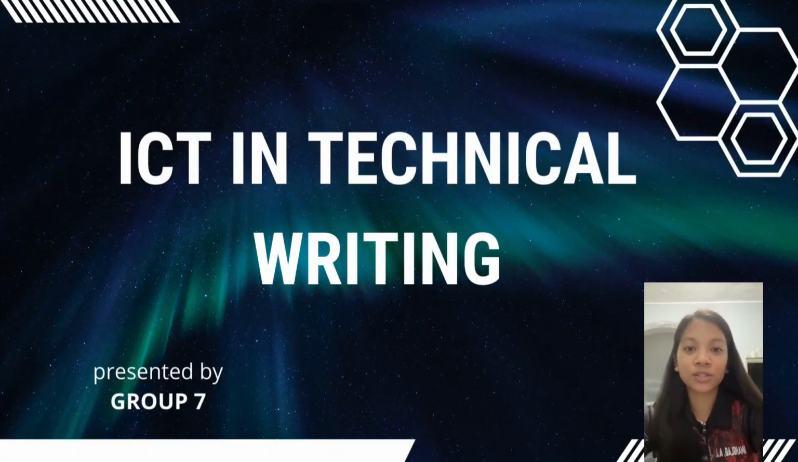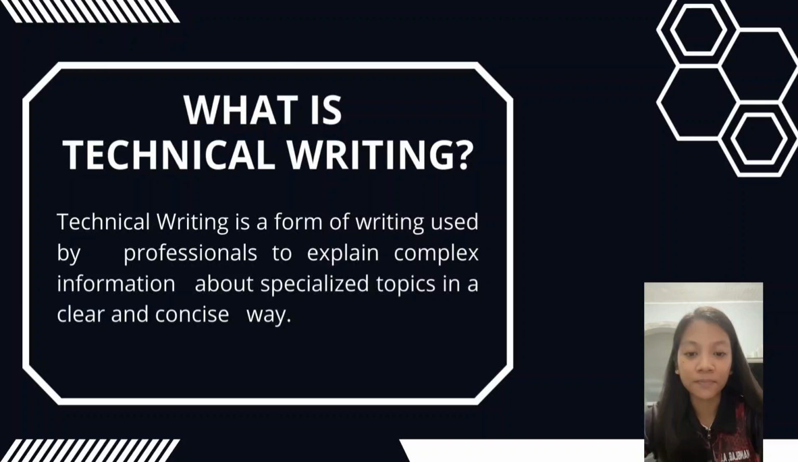So how can we use ICT in technical writing? So let's define first what is technical writing. Technical writing is a form of writing used by professionals to explain complex information about specialized topics in a clear and concise way. So, how can this technical writing be used in ICT tools? Here are some ICT tools that can be used in technical writing.